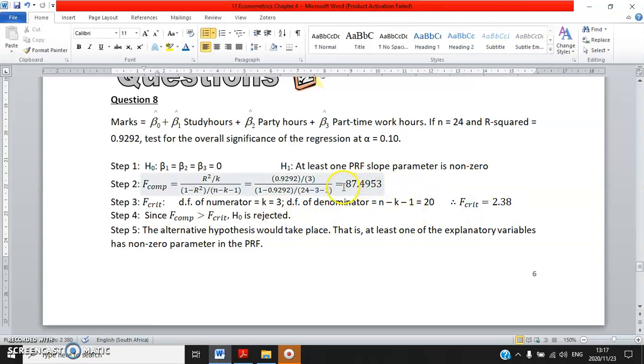Since the computed F stat is way above the critical F stat, good news, the null hypothesis is rejected. Meaning H1 would happen, that is, at least one of the explanatory variables has a non-zero parameter in the PRF. I think all three of them would have non-zero parameters in the PRF because all three are relevant explanatory variables.